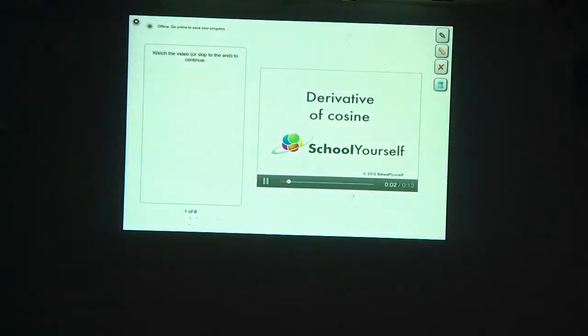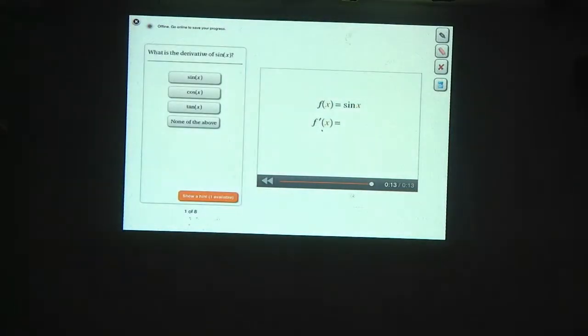In this tutorial, you'll find out what the derivative of the cosine function is. But first, do you remember what the derivative of sine x is? If f of x equals sine x, what's f prime, or the derivative of f? If you ever forget what the derivative of sine of x is, you can always try graphing it.